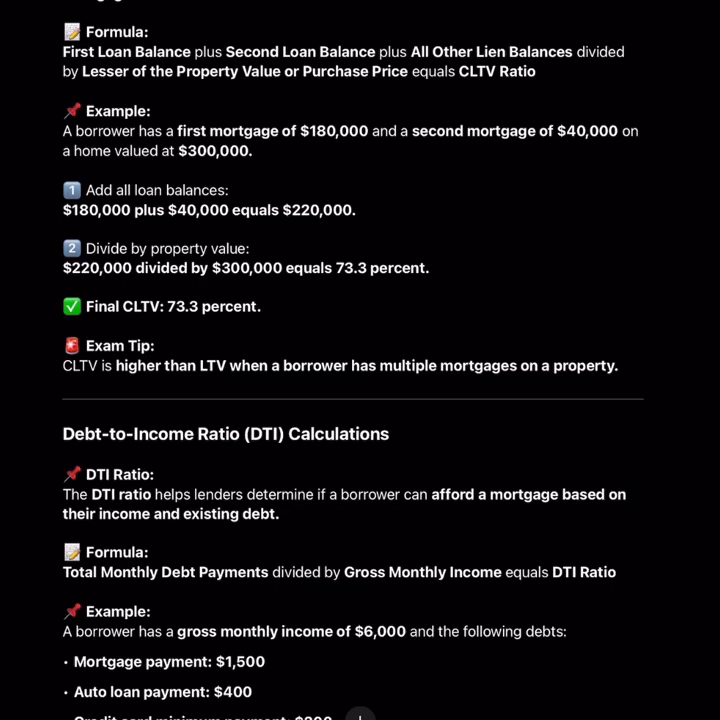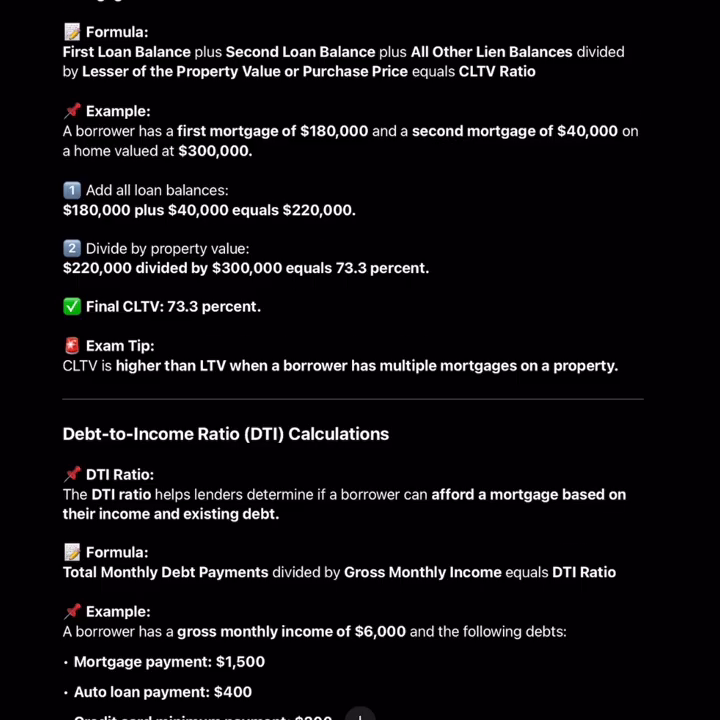Example: a borrower has a first mortgage of $180,000 and a second mortgage of $40,000 on a home valued at $300,000. 1. Add all loan balances. $180,000 plus $40,000 equals $220,000. 2. Divide by property value. $220,000 divided by $300,000 equals 73.3%. Final CLTV, 73.3%. Exam tip: CLTV is higher than LTV when a borrower has multiple mortgages on a property.